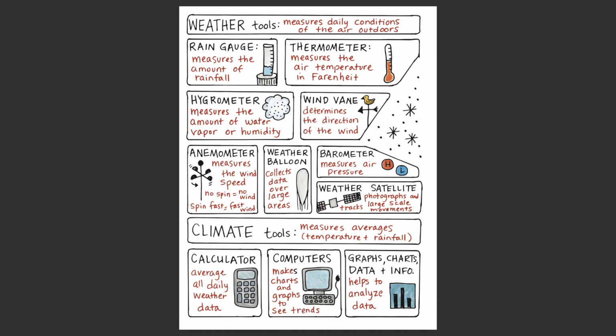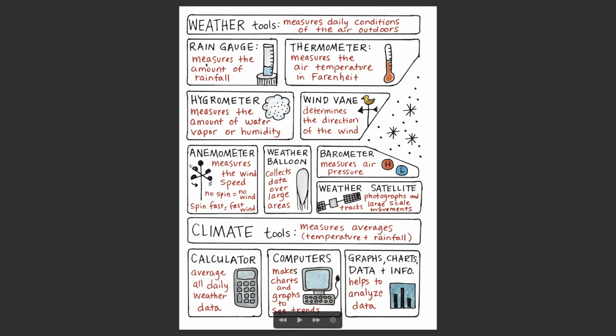A wind vane determines the direction of the wind, okay? So the wind blows one way, right? And as you can see here, it has an arrow. So whichever way the arrow is pointing is the way that the wind is blowing, okay?